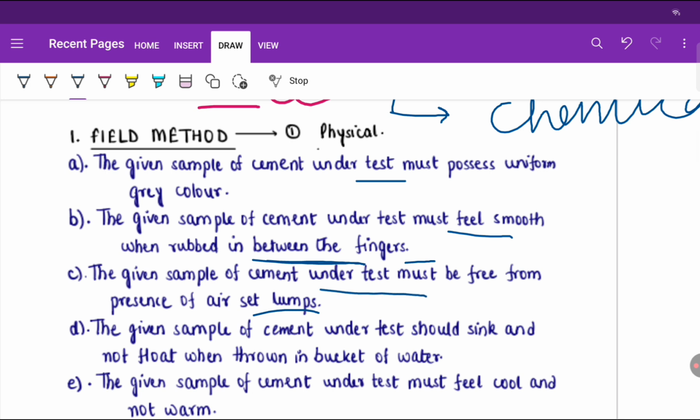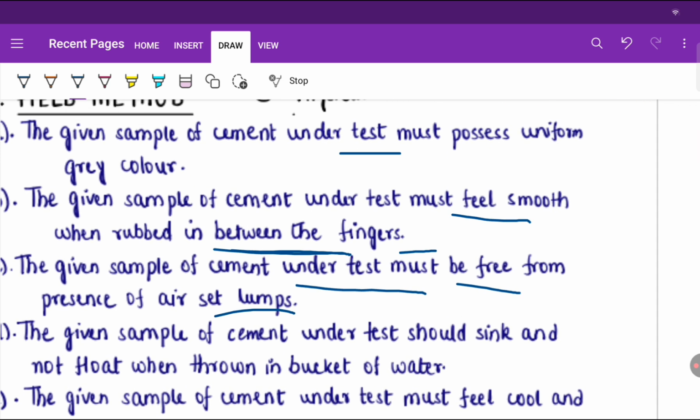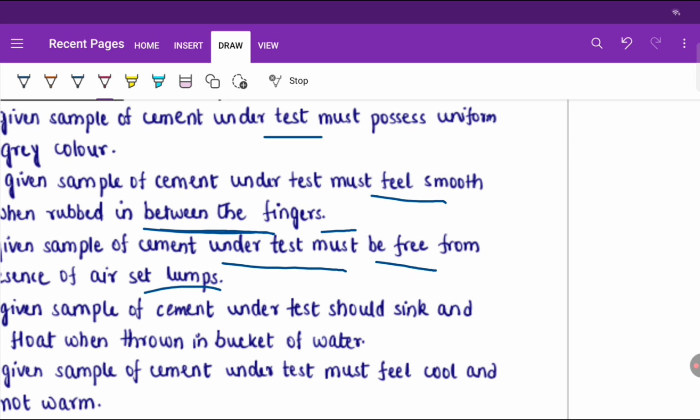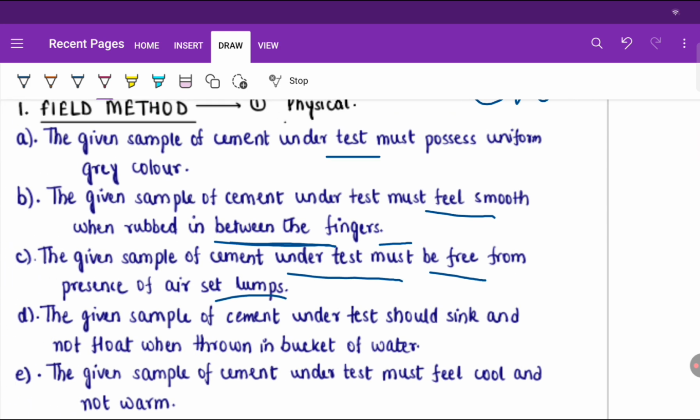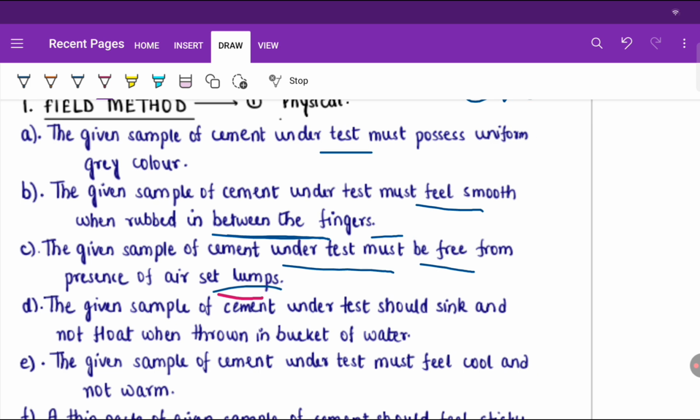Third one is the given sample of cement under test must be free from the presence of air-set lumps. If lumps are present in the cement sample, then what can we conclude? It means the cement has been in contact with moisture, which creates lumps in the cement. So hydration has started, and we will not get adequate strength. So if lumps are present in the cement, we will reject that cement, right?